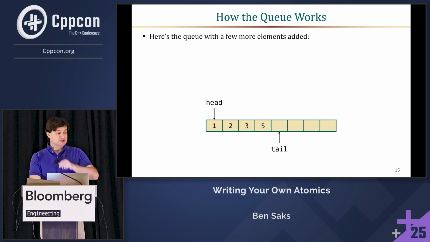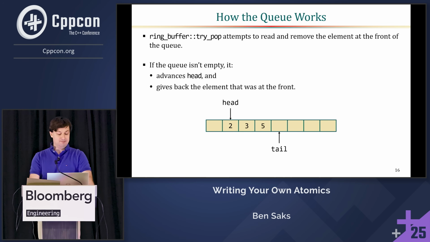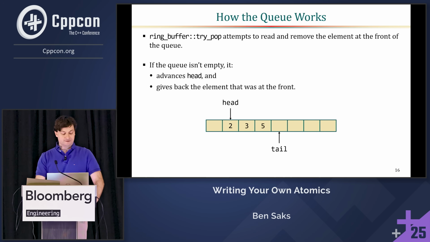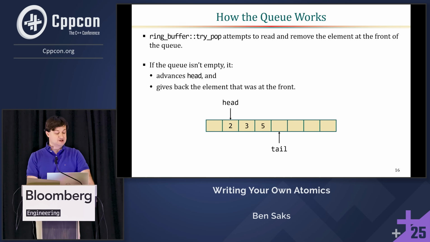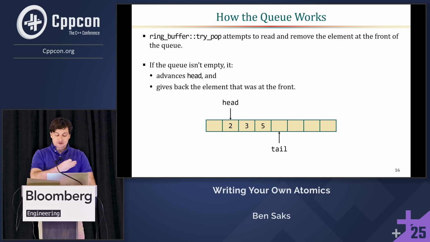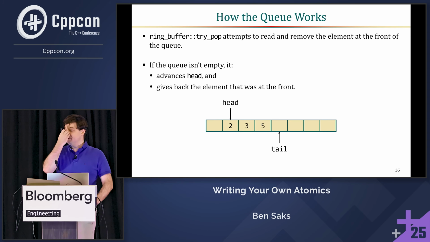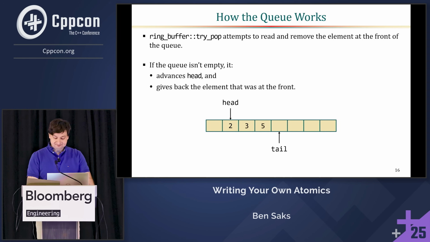Once I've got some elements in the queue, I can call the try pop function, which is going to attempt to read and remove the first element from the front of the queue. Assuming that the queue isn't empty, it should advance the head index and then give back the element that had been at the front of the queue.